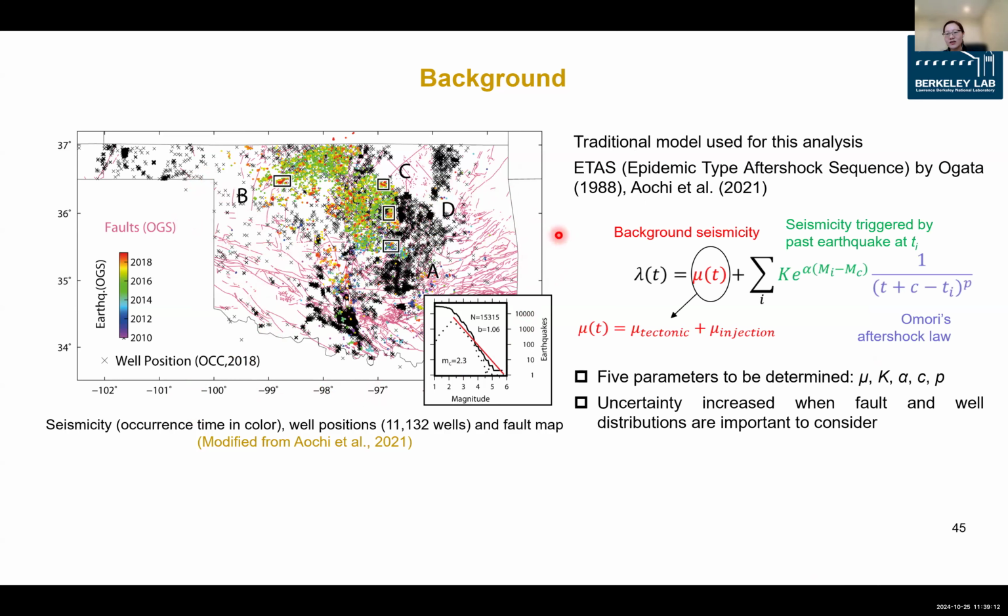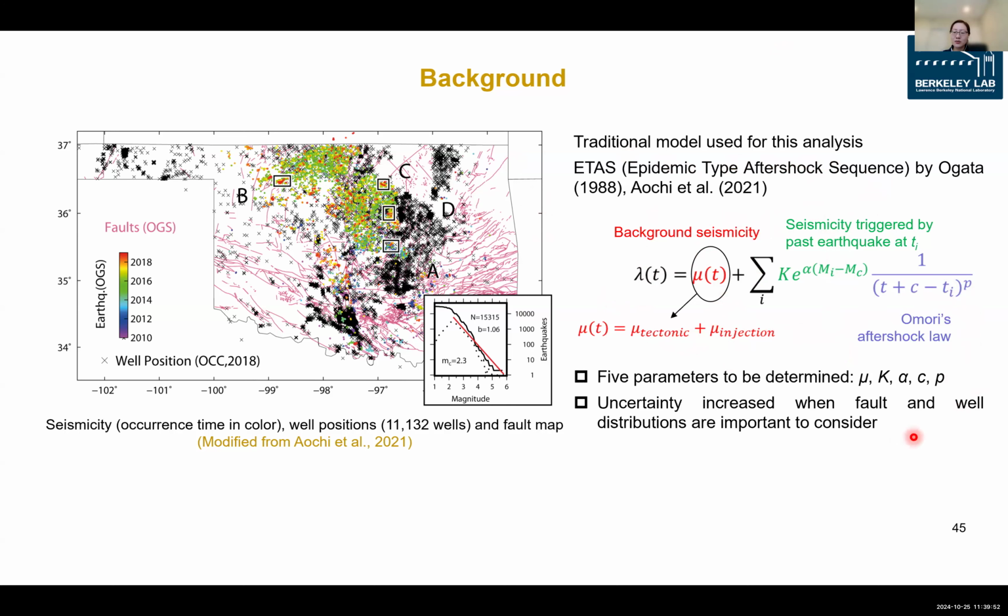The traditional model used for this analysis is called ETAS, epidemic type aftershock sequence. This traditional model captures background seismicity that can include tectonic induced seismicity, seismic rate, injection induced seismic rate, and aftershock effect. So this is a very practical model to capture this kind of large scale induced seismicity or earthquakes. But there are 5 parameters to be determined as shown in this equation.